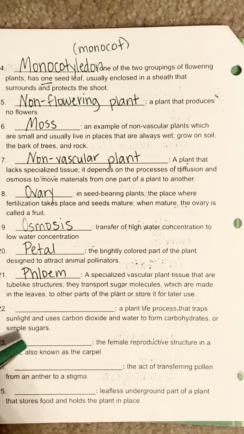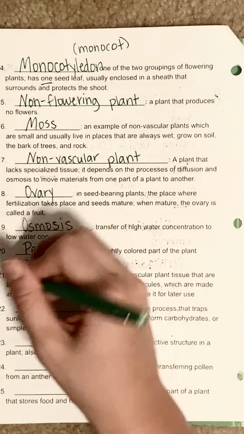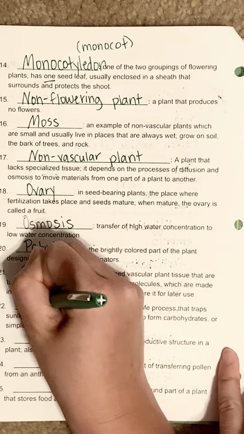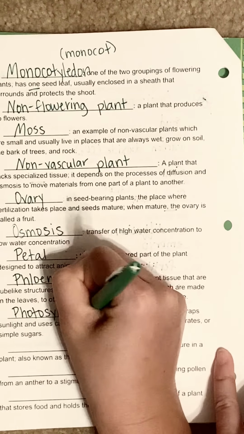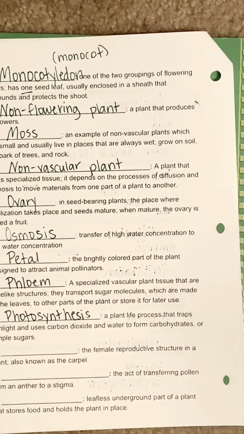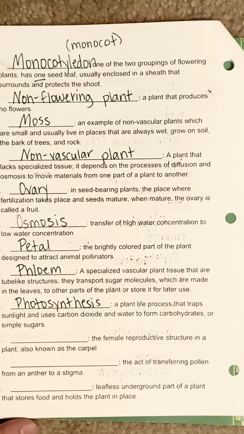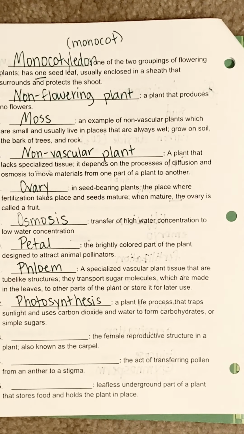Number 22, a plant life process that traps sunlight and uses carbon dioxide and water to form carbohydrates or simple sugars. That one is photosynthesis. If you remember that root, photo means light, meaning it needs to use light to complete that process.